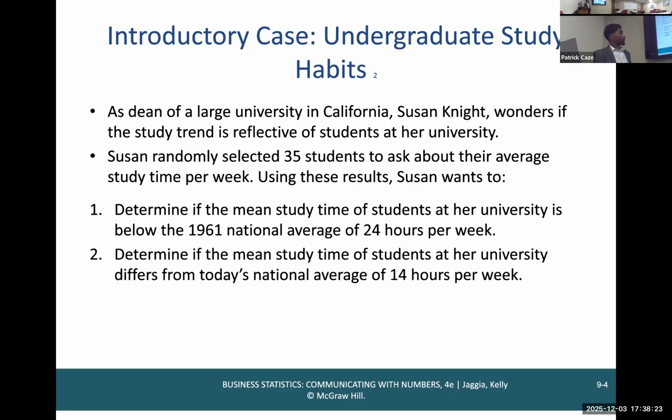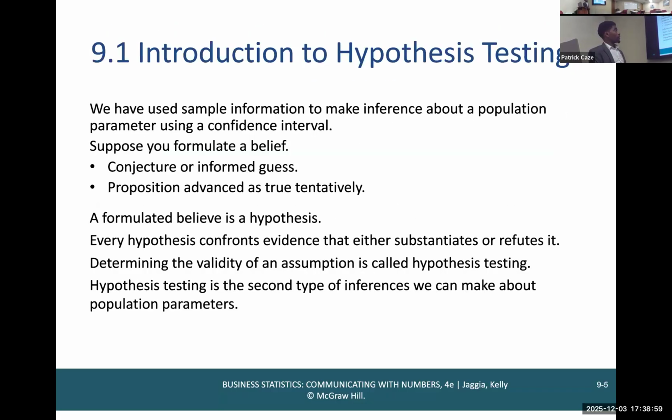All right. Then what we're looking at is to determine if the mean study time of students at our university is below the 1961 national average of 24 hours per week. And then we want to determine if the mean study time of students at our university differs from today's national average of 14 hours per week, right? These are our two research questions that we're looking at, okay? We want to know how we differ from 1961, and then we want to know how we differ as far as the university is concerned compared to the national averages. All right. So here we go.